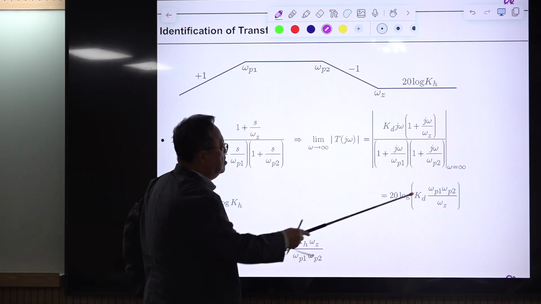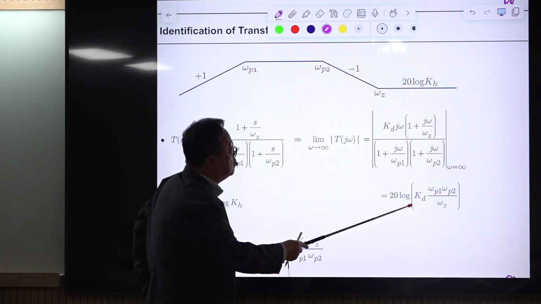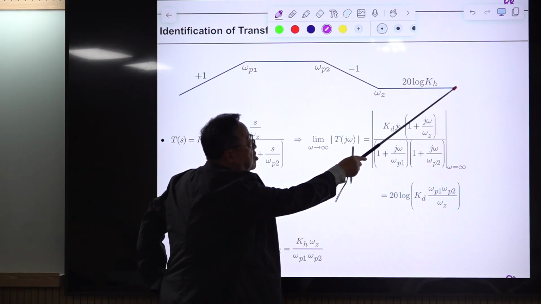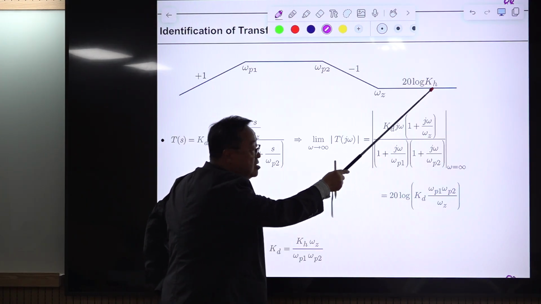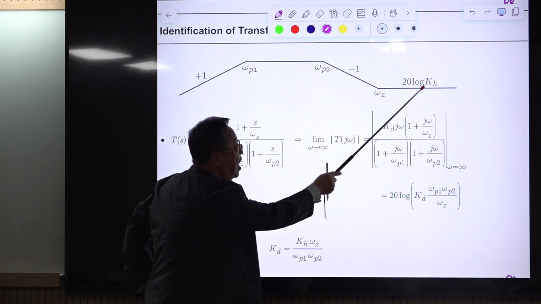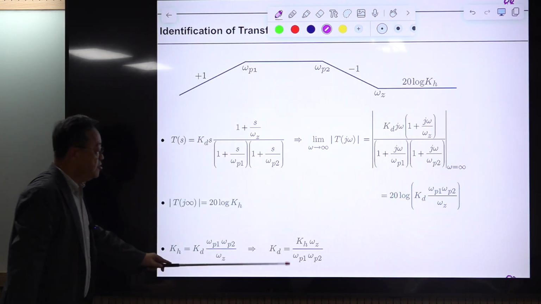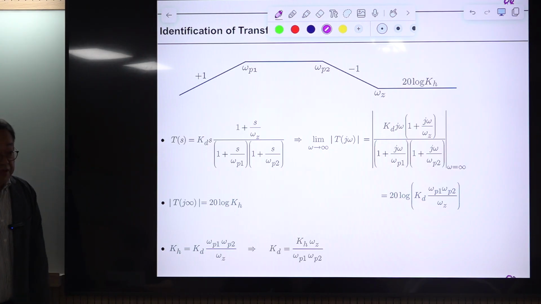So this is the magnitude evaluated at infinity at this frequency, which is the same as this. So this one should be the same as this, which is this. So Kd is determined in this manner. There are many ways of doing this.